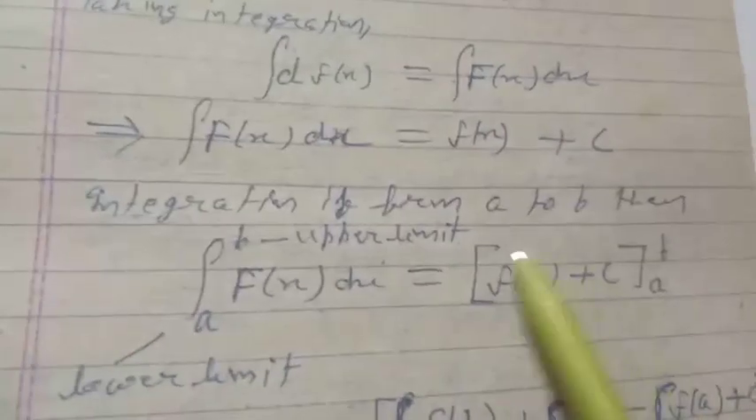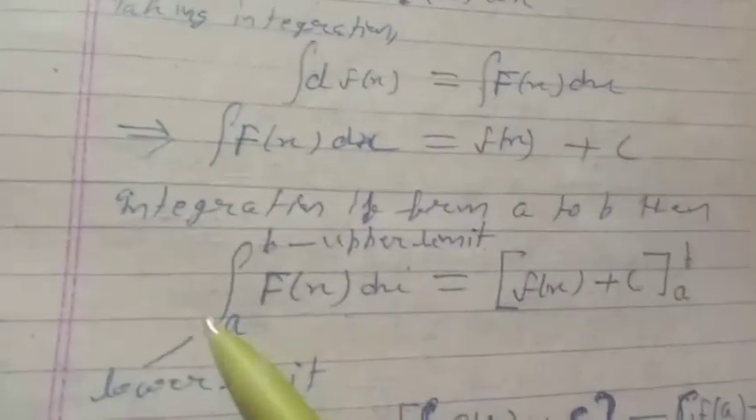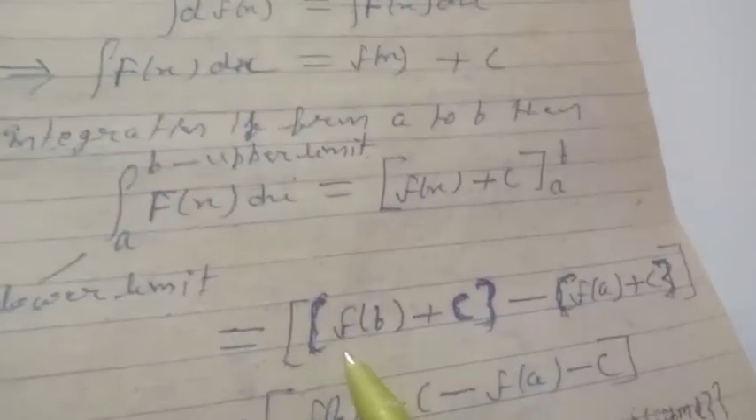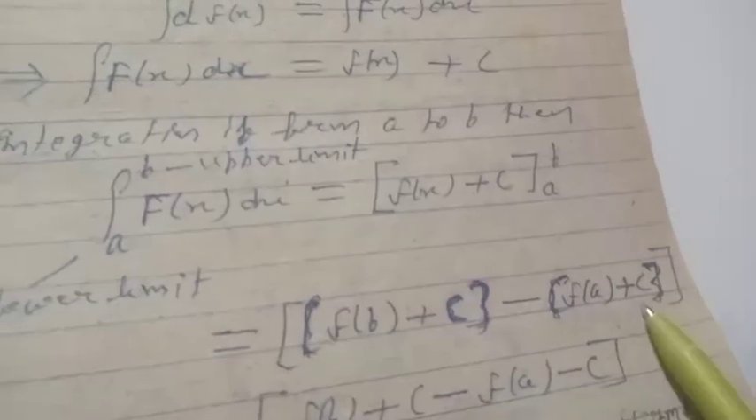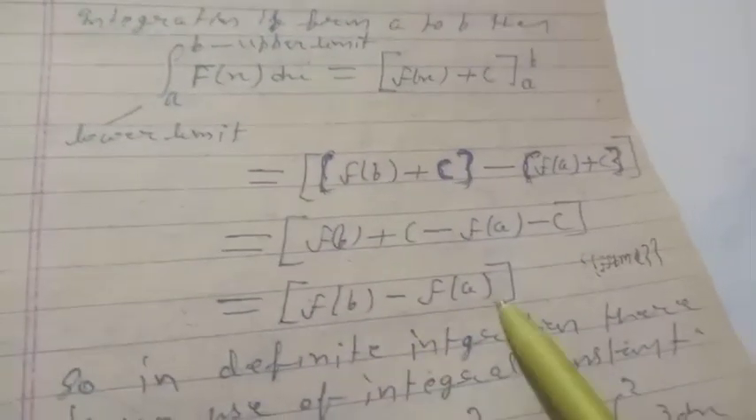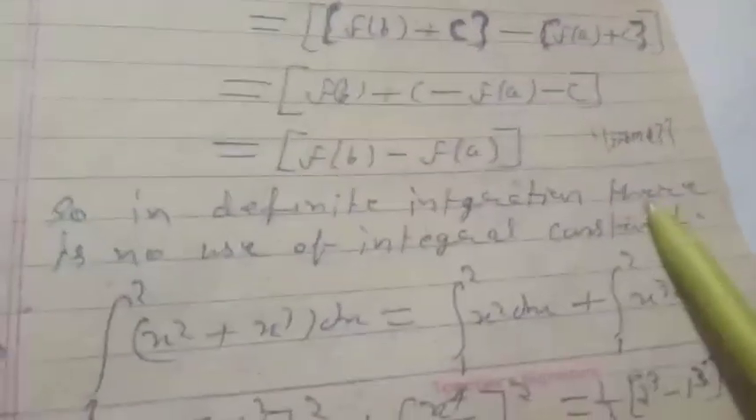Integrating it from a to b, integration from a to b of f dash x dx is equal to f(x) plus c from a to b, where a is the lower limit and b is the upper limit. Now putting the values of a and b in the limit, we get f(b) plus c minus f(a) plus c, that is f(b) plus c minus f(a) minus c. The c will be cancelled, so we have f(b) minus f(a). So in definite integration there is no use of the integral constant.